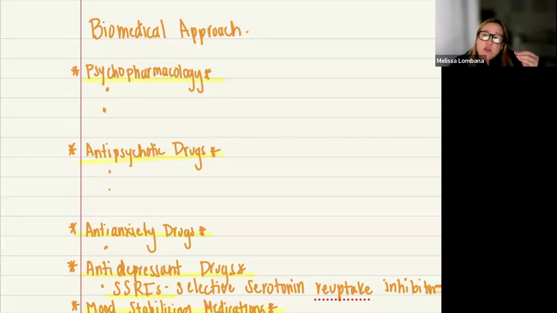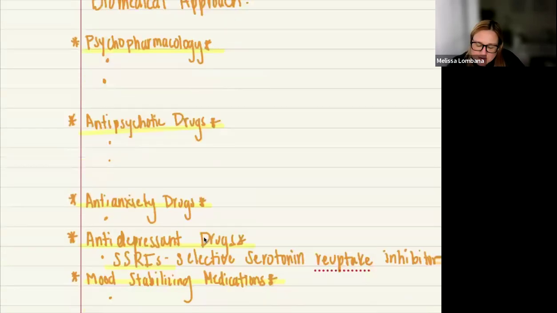What they're using more now is antidepressants for people with PTSD or OCD, right? So you think it's kind of like the opposite. If somebody's anxious, give them an antidepressant. But that's what they've seen. It's been working a lot more. Now, going on to antidepressants.